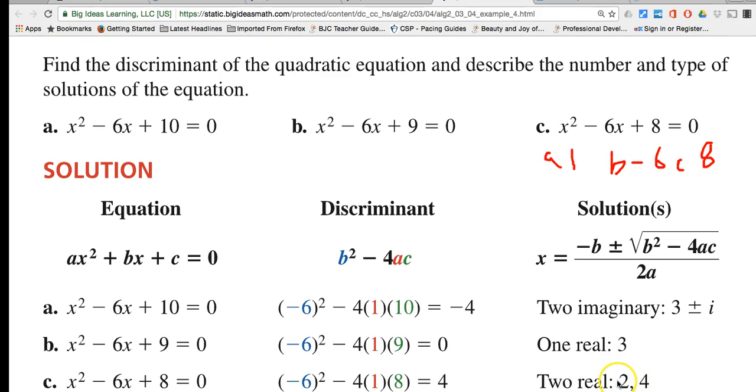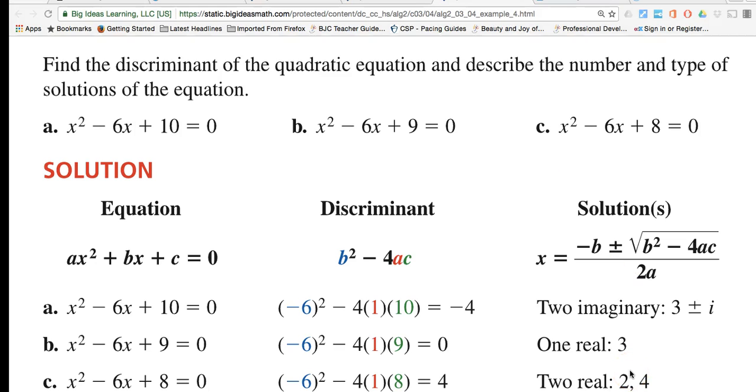We get these solutions of 2 and 4 by plugging A, B, and C into our quadratic formula. Here, negative B is 6, so we get 6 plus or minus the square root of 4, which is 2, divided by 2. So 6 plus 2 divided by 2, which is 8 divided by 2, we get 4. 6 minus 2, which is 4 divided by 2, we get 2.